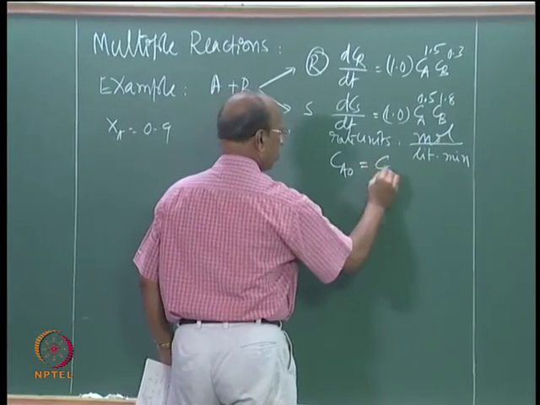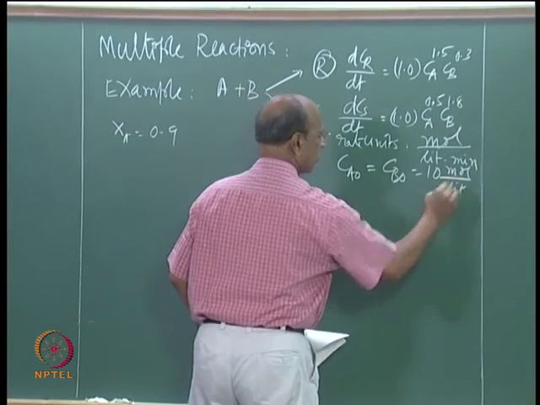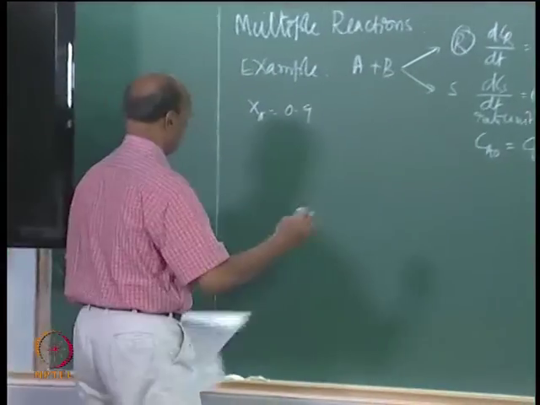So I will write here, the actual CA naught that is entering equal to CB naught equal to 10 moles per liter. Good?